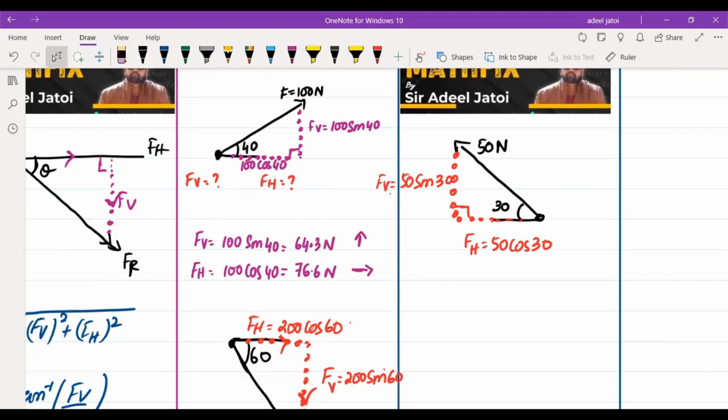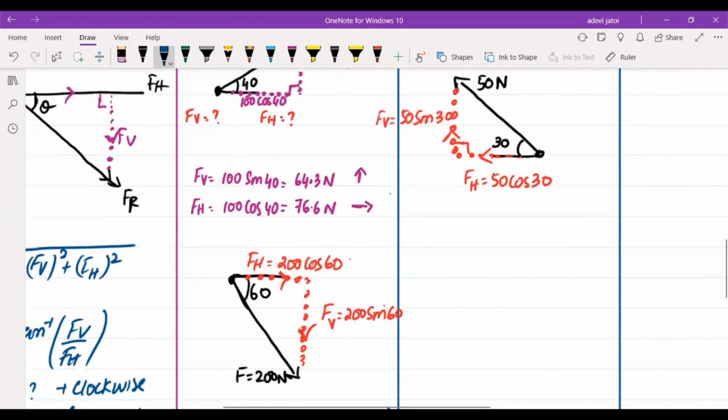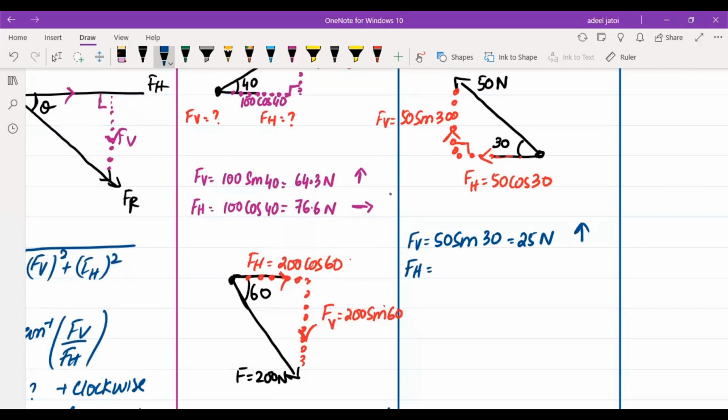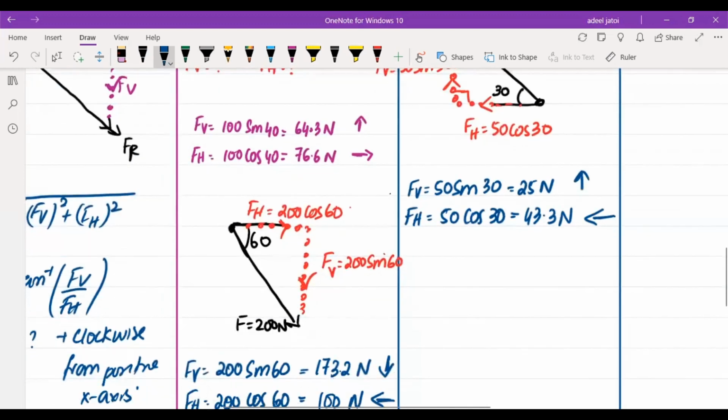So now what we know is this X towards left, this X vertically upwards. So what we can have here is FV is equal to 50 sine 30, right? So FV is equal to 50 sine 30, which will be 25 Newton, and we can say vertically upwards. FH is 50 cos 30, and 50 cos 30 will be 43.3 Newton, which will act horizontally towards left.